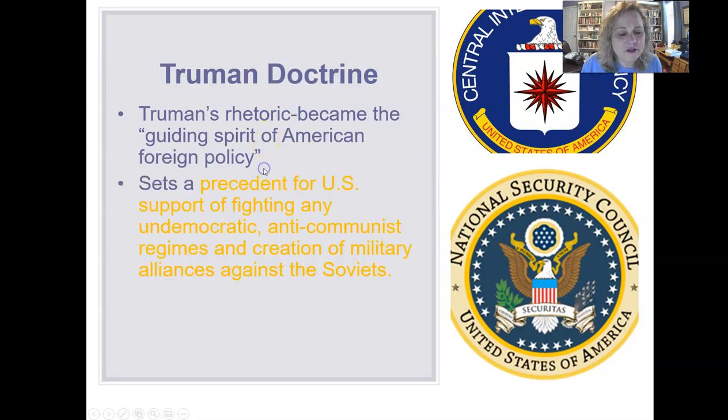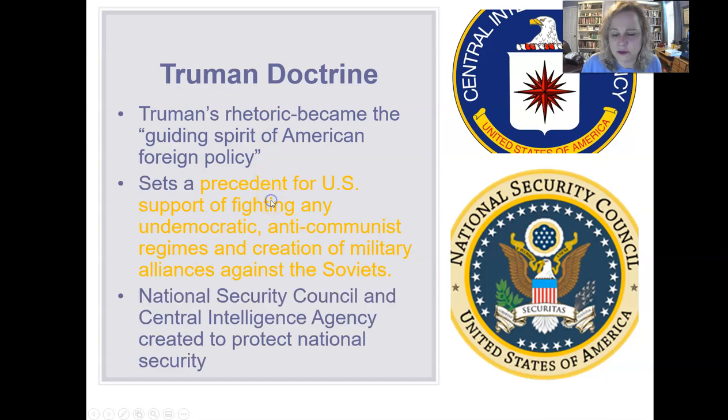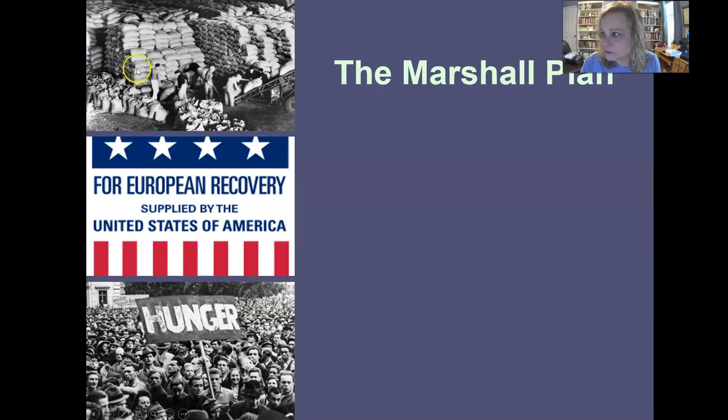Okay, like I mentioned, the Truman Doctrine becomes the guiding spirit behind American foreign policy, and it's going to set a precedent. This is also going to be the line in the sand where the National Security Council is created, and so is the CIA, the Central Intelligence Agency. So the beginnings of the Central Intelligence Agency come from the Truman Doctrine, from the beginning of the Cold War.